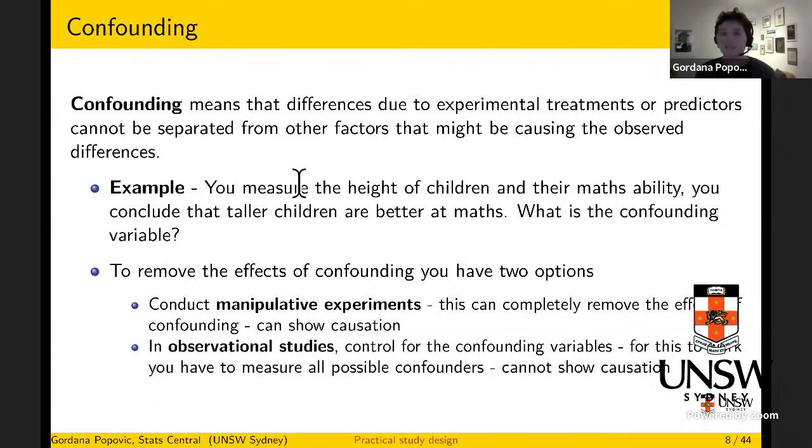So what do you think is the confounding variable here? Is it true that taller children are better at maths than shorter children? Pop it in the chat. Yeah, a few of you have said age, and that's absolutely right. Obviously older children are both taller and have learned more maths because they're older. So that is the confounding variable.